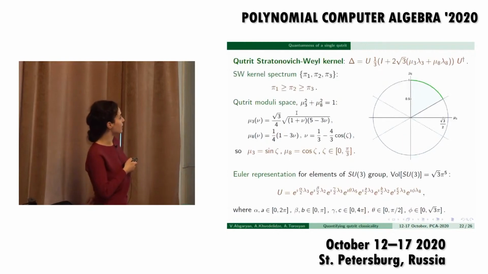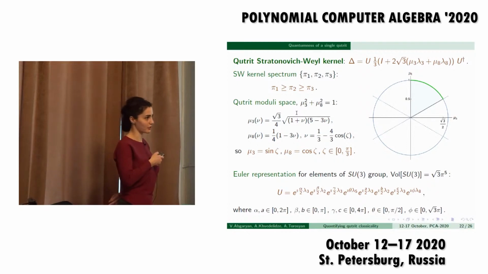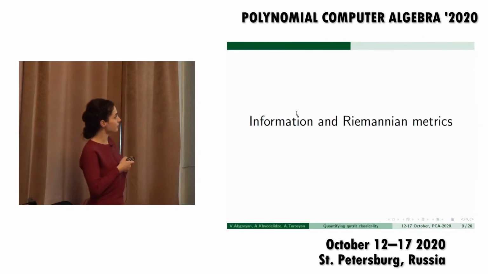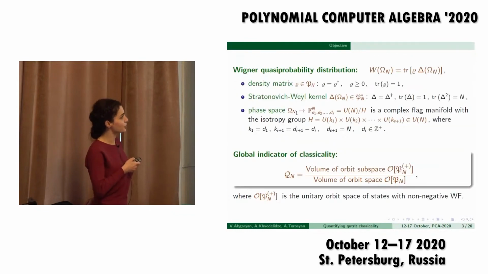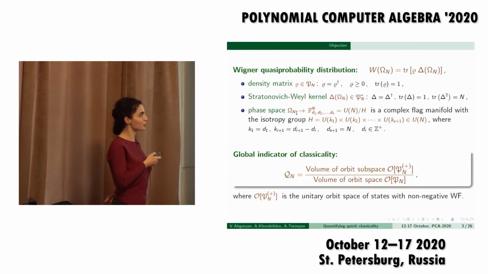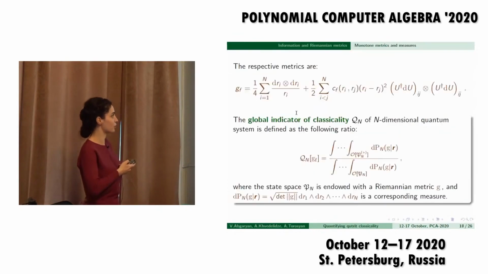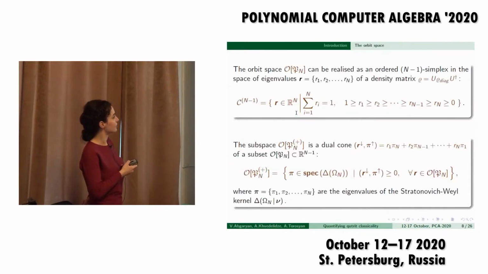Here you can see the dependence on the parameter zeta for a qutrit. But in the case of a qubit, there won't be any dependence on an unknown parameter. Because, as I said, for a Stratonovich-Weyl kernel, there are only two equations that define the kernel. And for a qubit case, you have two unknowns and two equations, so everything is fixed, no zeta, no parameter.